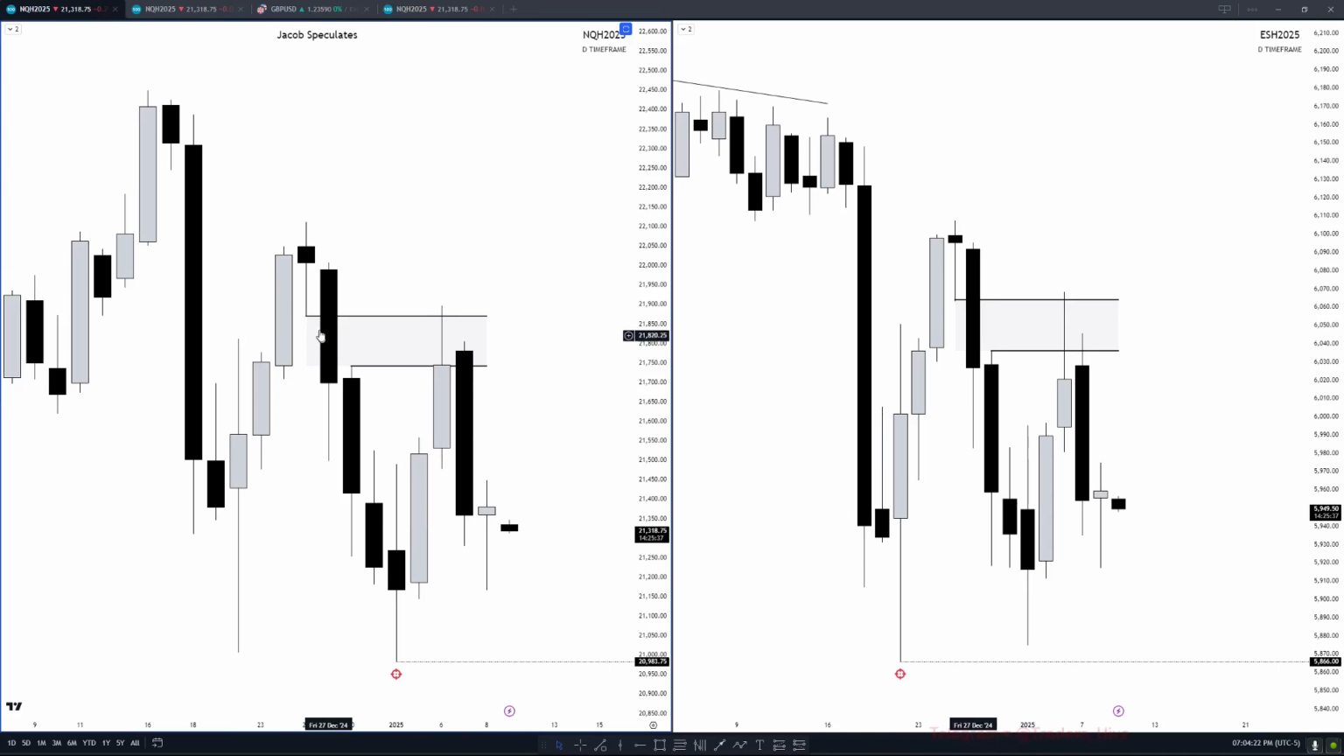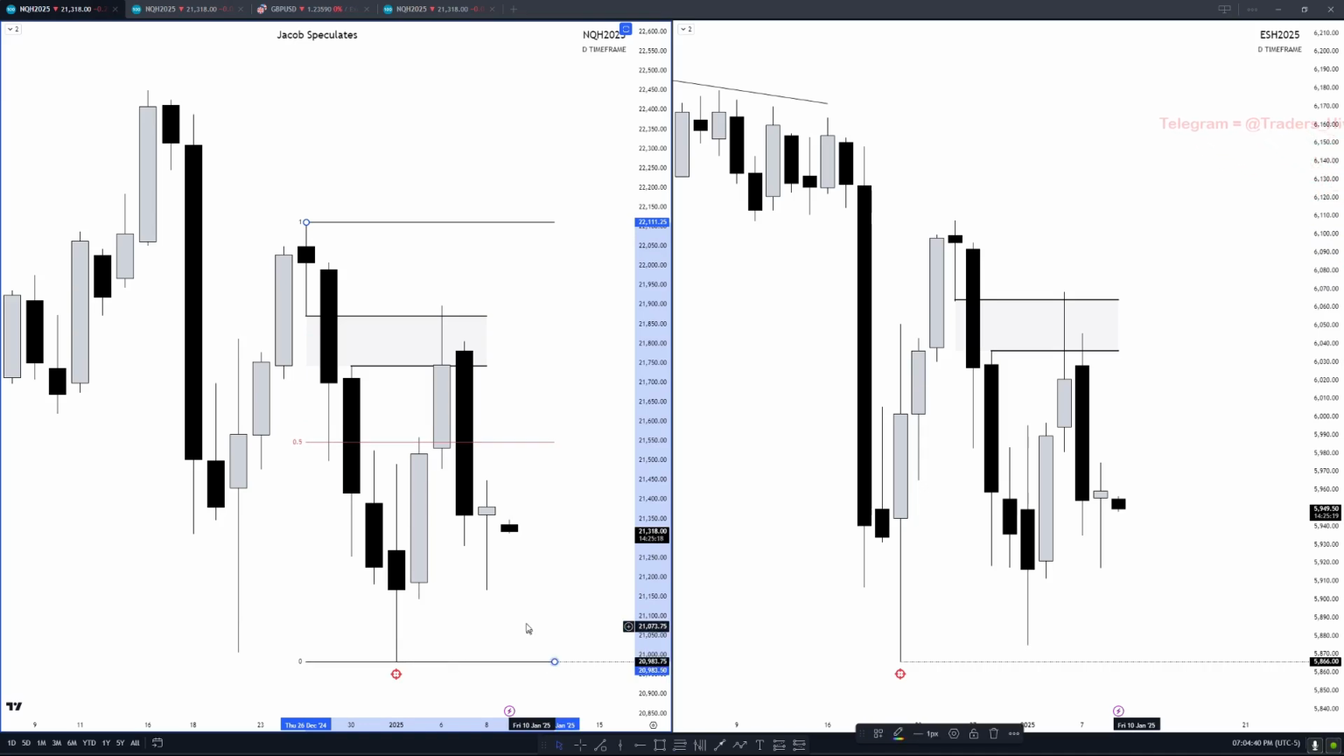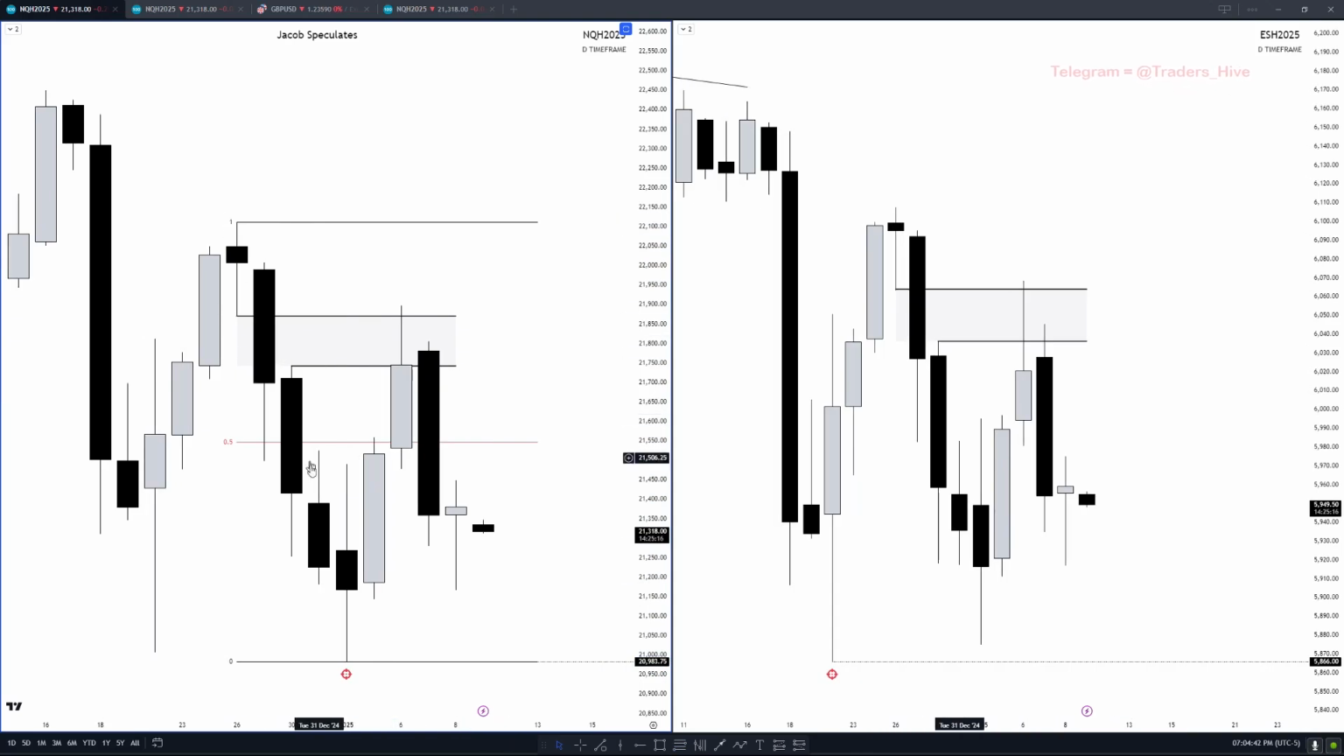So why is this fair value gap important? Why was this outlined? Because our narrative, since up here, has been bearish, our higher time frame narrative. So following that narrative of higher time frame bearishness, from this swing high to this swing low, this is our premium and discount range.